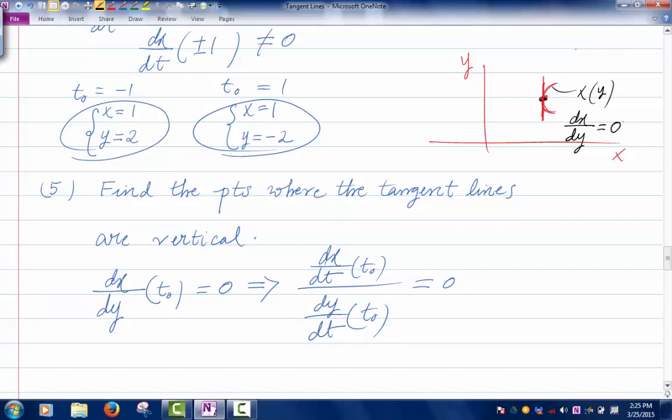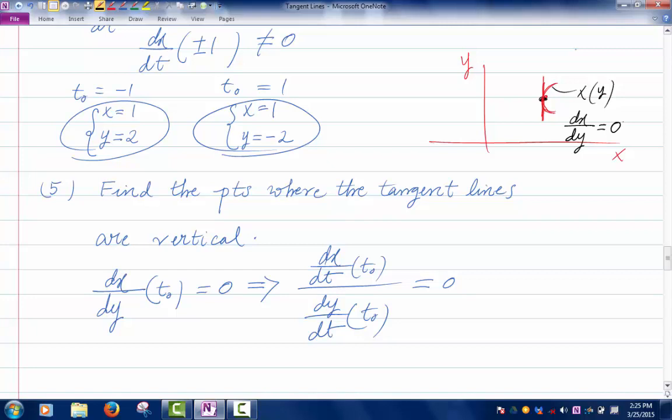My point is, if I have a point where I have a vertical tangent, it would mean that dx/dy is 0. Everybody's okay? So what is dx/dy? Well, dx/dy would be the opposite of dy/dx, the multiplicative inverse of dy/dx. What was dy/dx? dy/dx was dy/dt over dx/dt. This one would be the opposite, dx/dt over dy/dt.